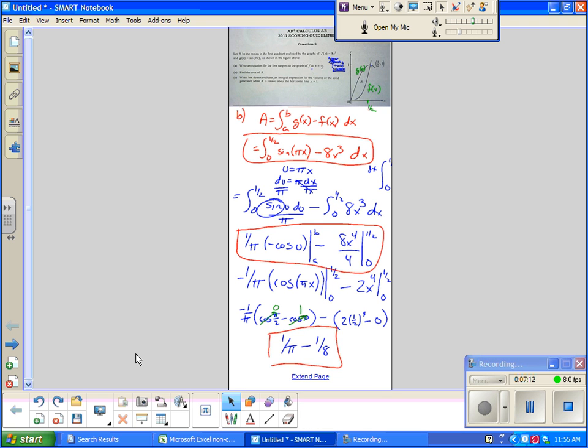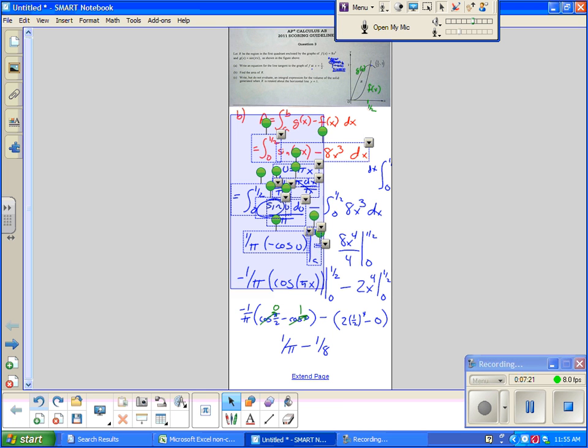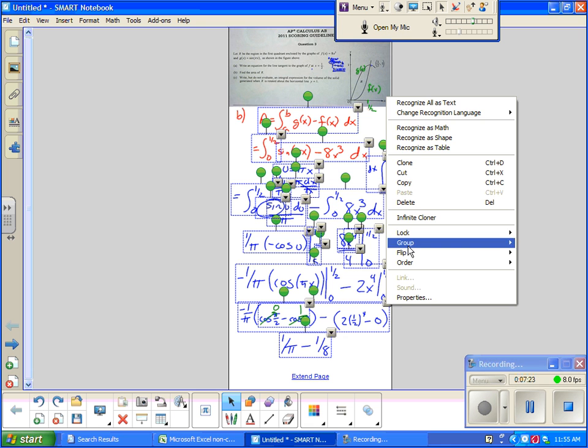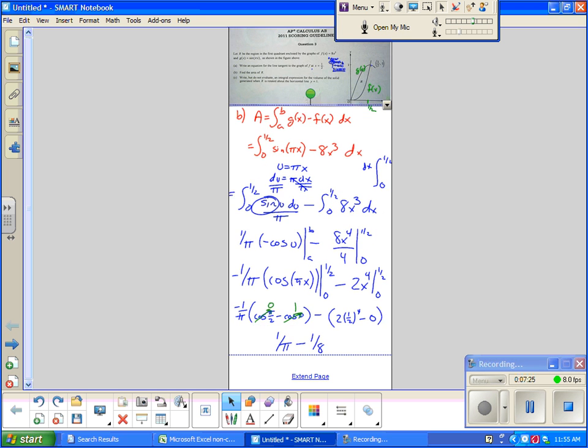So there are 4 points on this second problem, which means there were 2 on the first, 4 on the second. That leaves 3 points on the letter C option. So we'll group this. This is the answer to B.